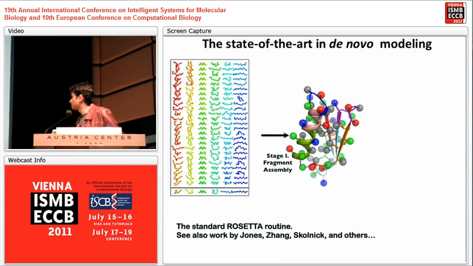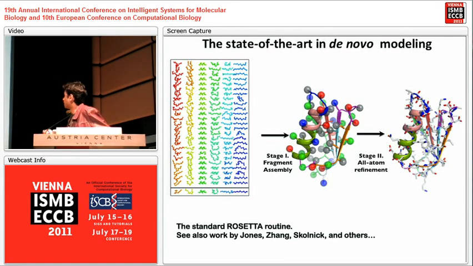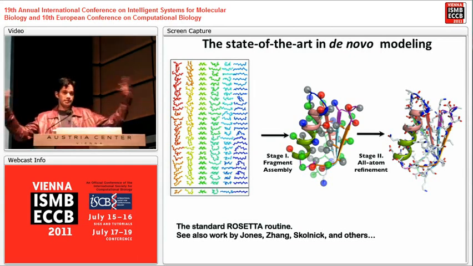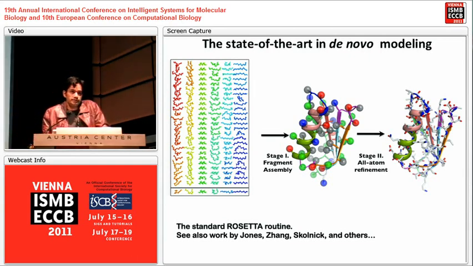The key advance that enabled atomic resolution structure prediction and design is a second stage of modeling, where we take hundreds of thousands of these models and then build in the side chains in atomic detail and then refine the positions of these atoms within the context of a physically realistic high-resolution force field that rewards atom-atom packing interactions as well as hydrogen bonds in the structure. And then we take the lowest energy models and we use those as our predictions.